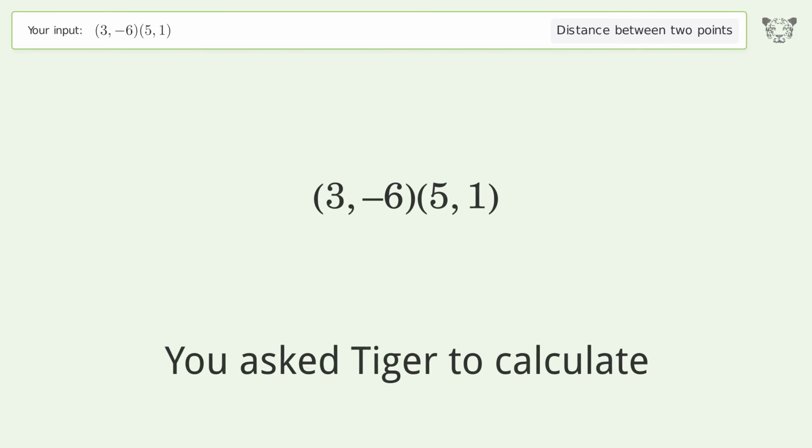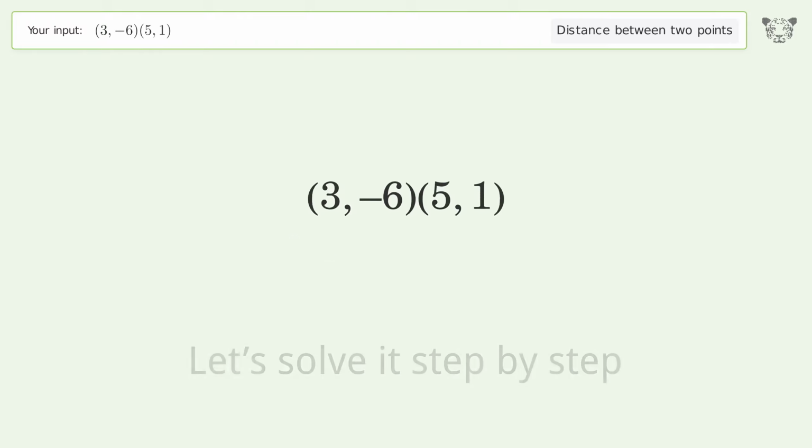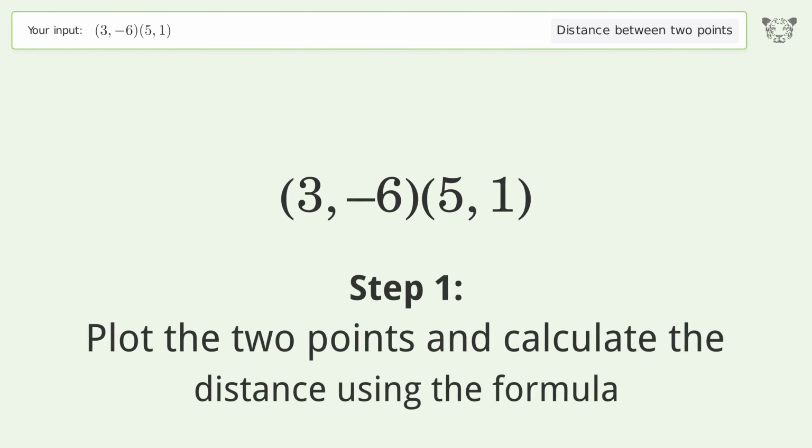You ask to calculate the distance between 2 points. The distance between the 2 points is the square root of 53 or 7.28. Let's solve it step by step. Plot the 2 points and calculate the distance using the formula.